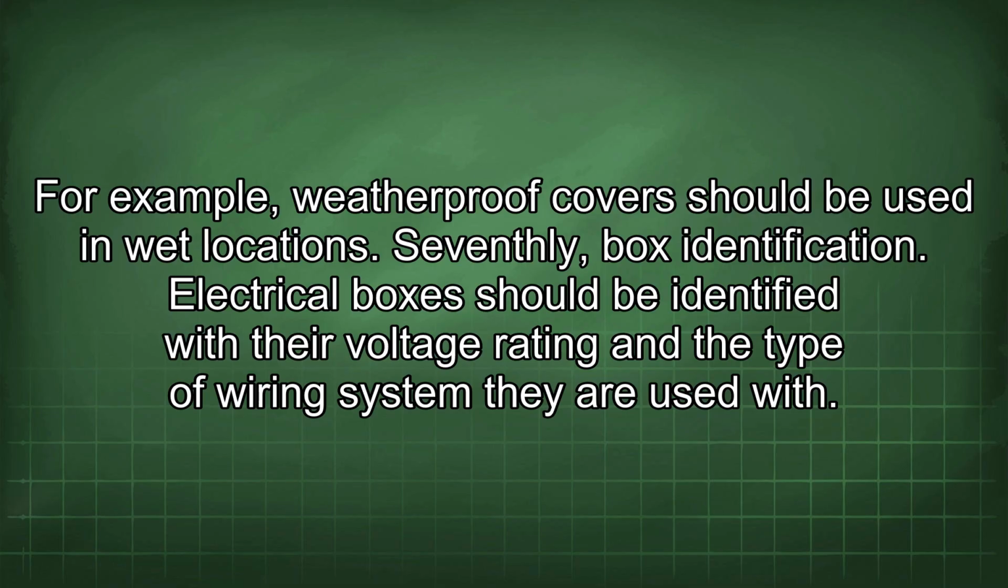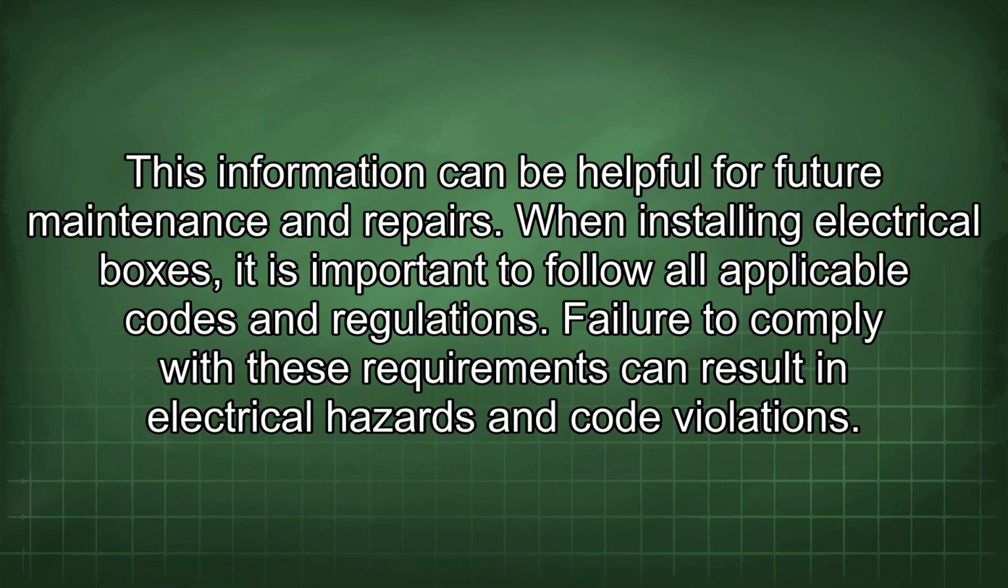Seventhly, box identification. Electrical boxes should be identified with their voltage rating and the type of wiring system they are used with. This information can be helpful for future maintenance and repairs. When installing electrical boxes, it is important to follow all applicable codes and regulations. Failure to comply with these requirements can result in electrical hazards and code violations.